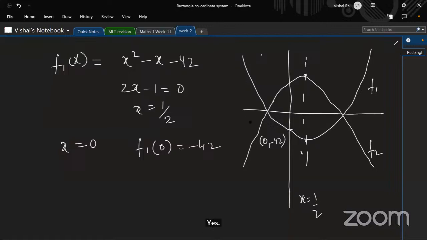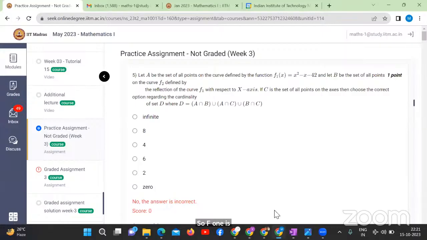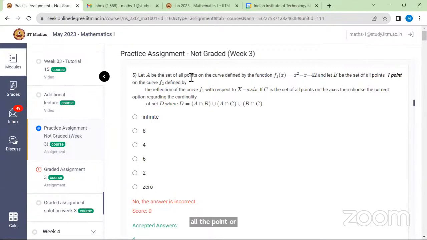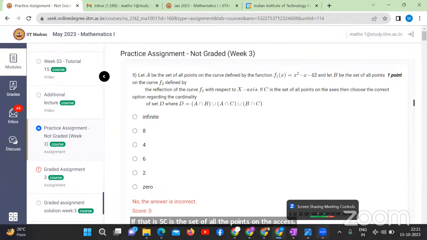Now, what has been asked? What is the question now? The question is, can you find the cardinality? A is the set of all the points on the curve f1 and B is the set of all the points on the curve f2. Correct? Yes. Can you identify now what the points on A and B are with respect to x? And C is the set of all the points on the x-axis.